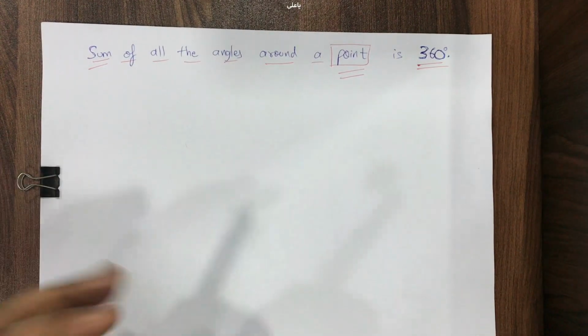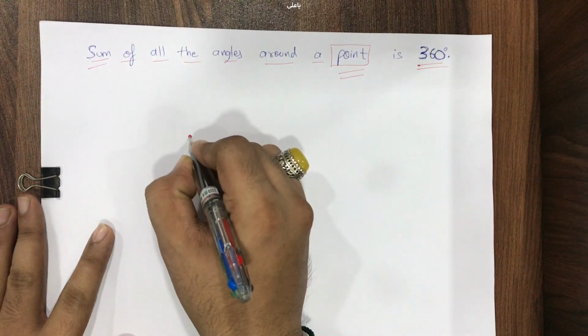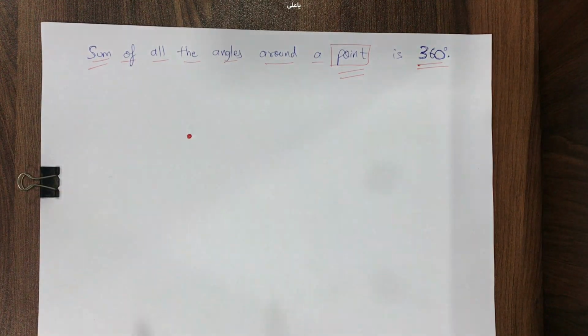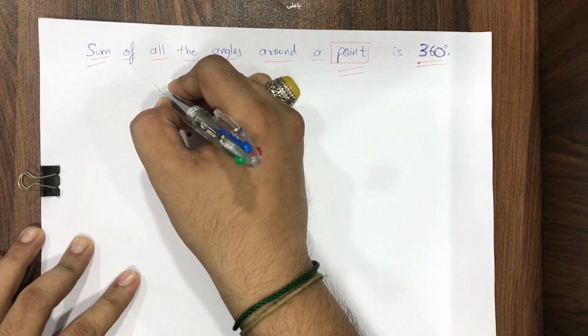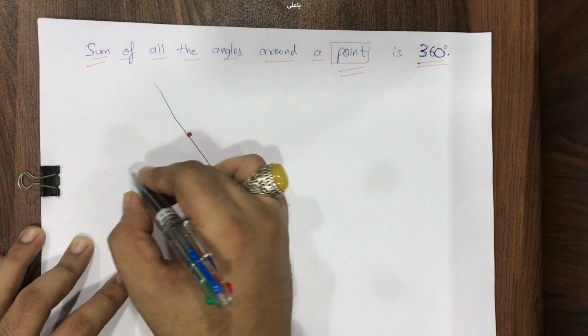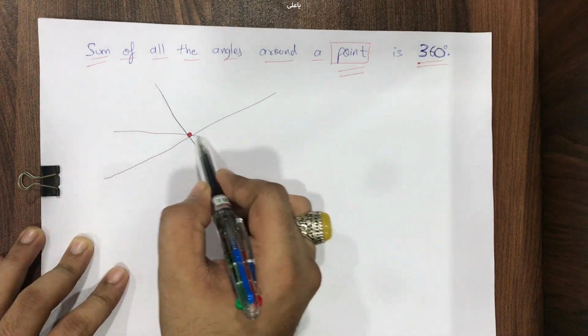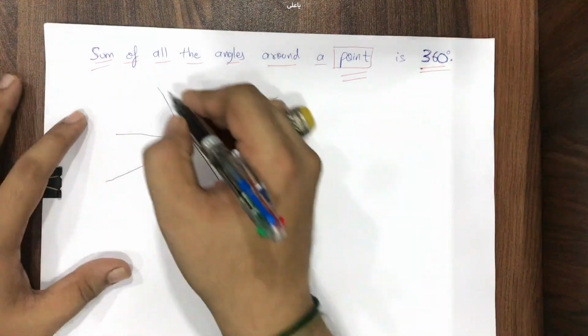Okay, let's say I have a point over here with the red color. Can you all see this point please? I'll highlight it, I'll make it big. This is the point. Sum of all the angles around a point is 360 degree. What I mean by that, please see here. Now what I am doing, I just made this line and another line, a third line, like this. I have drawn 3 lines.